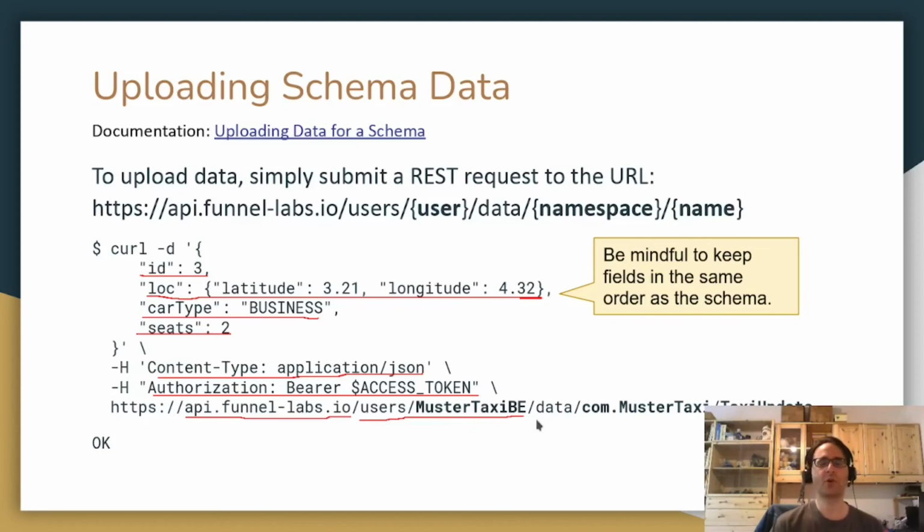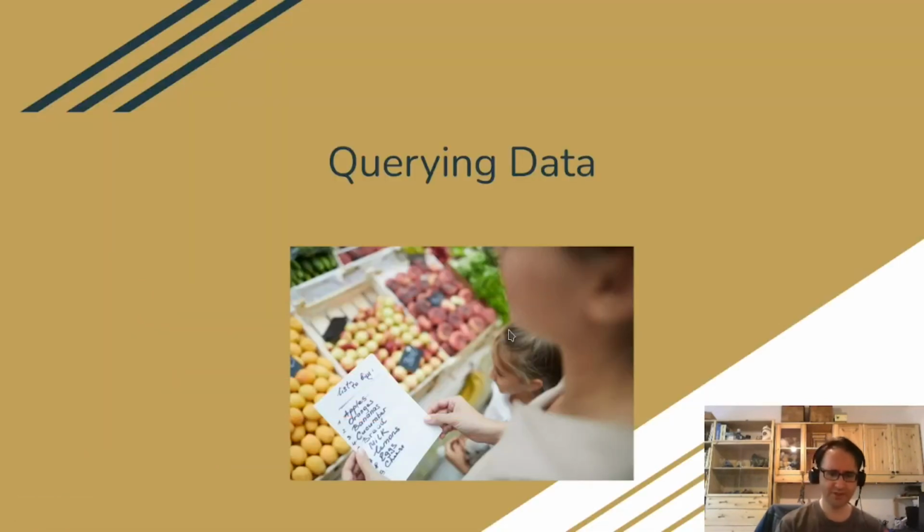So when we're either querying for data or uploading data, we use the URL path data, and in this case we include the namespace and the data type. So we're just posting data to this URL, and you receive the response, okay, and it's up there. You can actually start querying for it now. So let's talk about the querying of data.